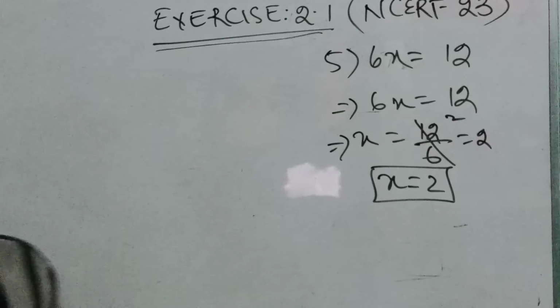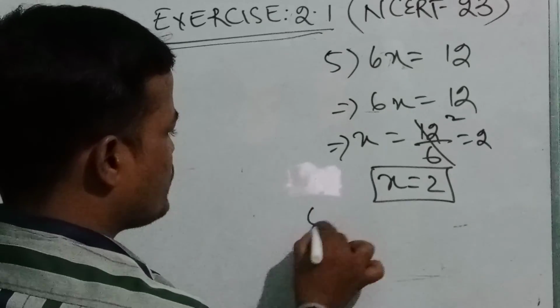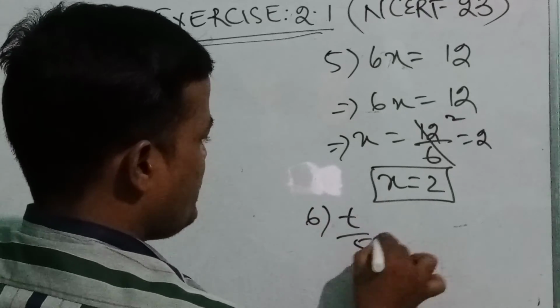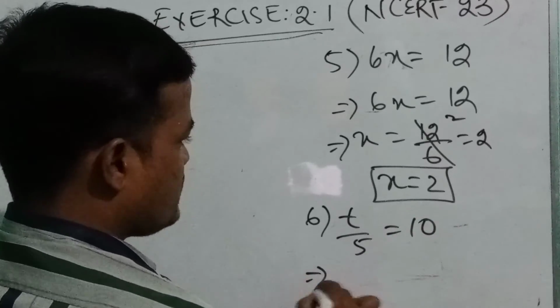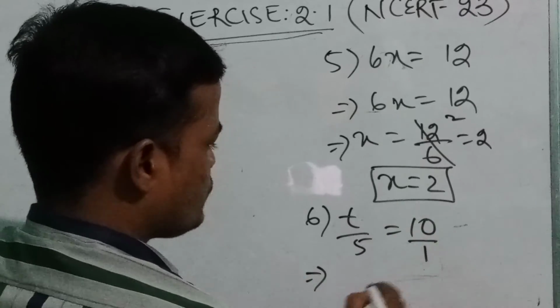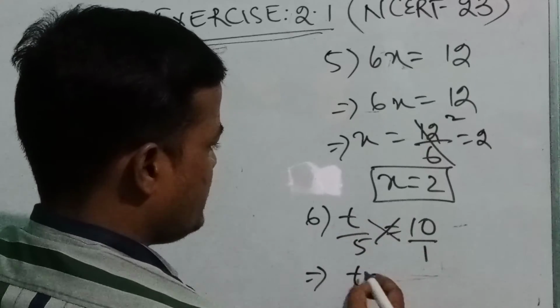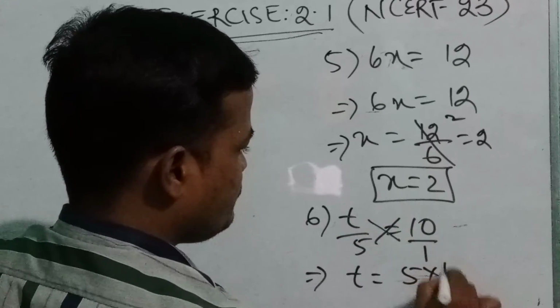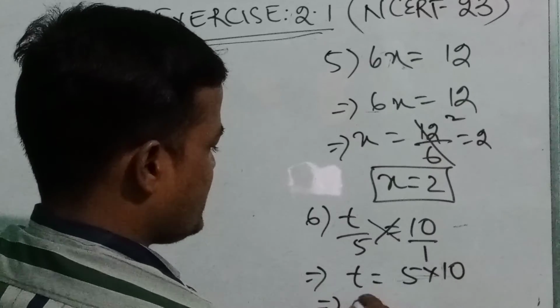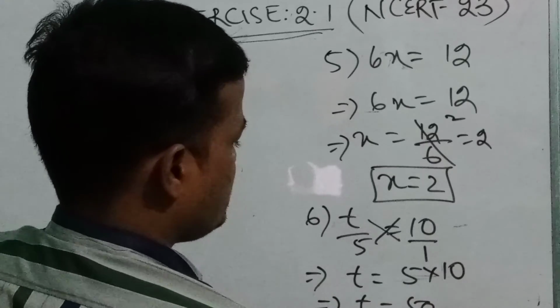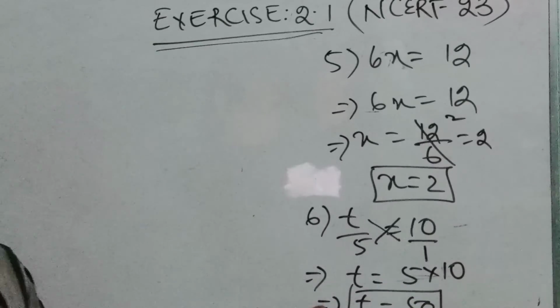Next, come to another one. Number 6: t by 5 equal to 10. Write 1 here so that we can cross multiply. T into 1 equals 5 into 10. So t equal to 50. This is the result. Now let us see number 7.